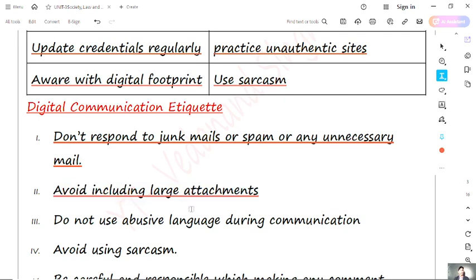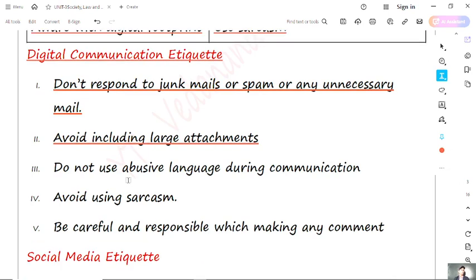Avoid including large attachments. We should not give a large attachment when we send a file to someone. A large attachment means we give a very long file with the mail. We should not do that.